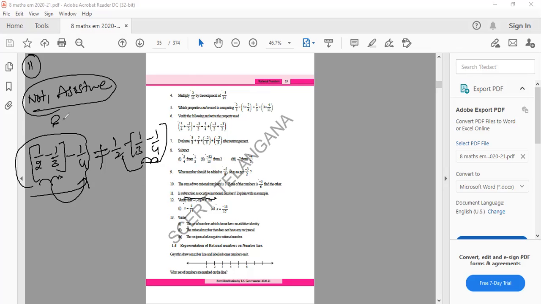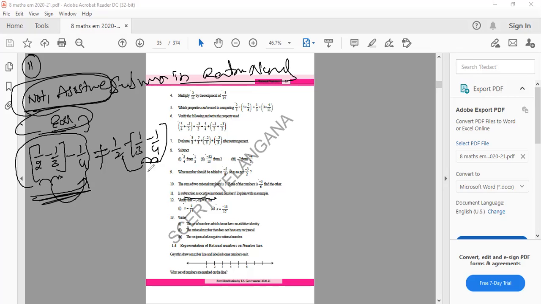Okay. This is an example. Subtraction is not associative in rational numbers, because I took an example and it is not associative. Associative addition is okay. Associative subtraction is not possible. Associative addition is possible. Subtraction is not possible. Okay. Now clear.